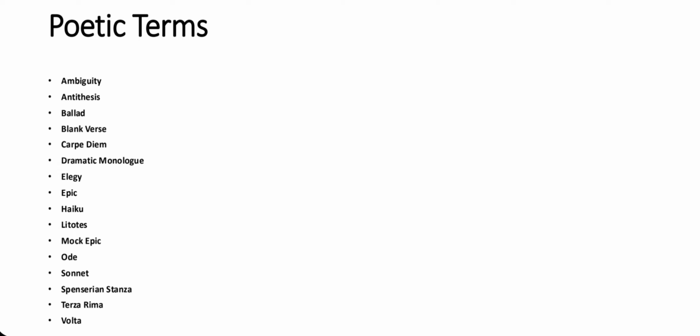Next is mock epic, a satirical form that uses a grand style of epic poetry to describe trivial subjects. Next is ode, a lyrical poem often praising a person, event, or object. Next is sonnet, a 14-line poem with specific rhyme schemes like Shakespearean or Petrarchan sonnets.